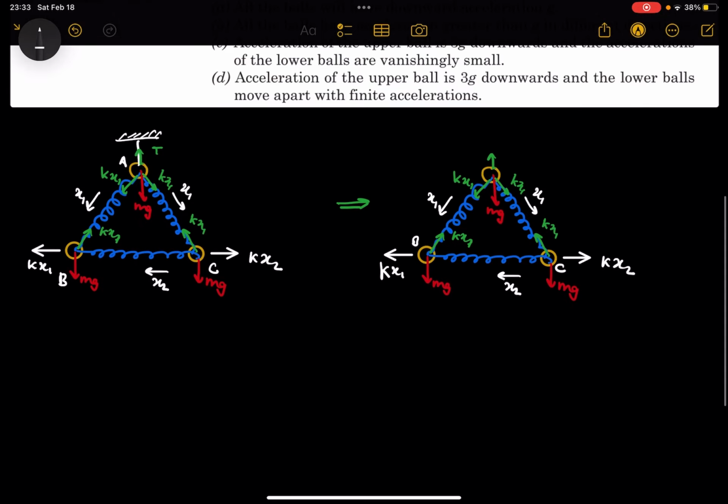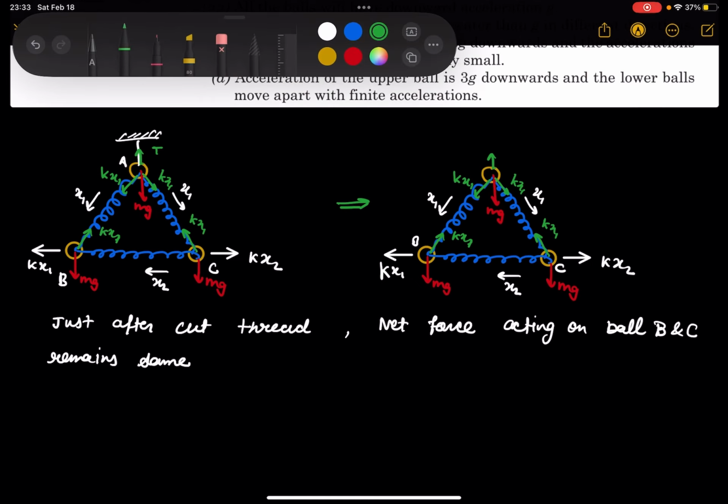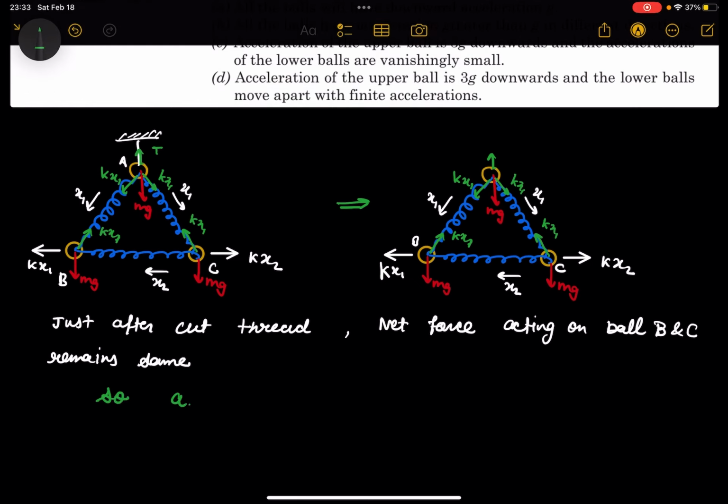Understood? So we can say that just after cutting the thread, the net force acting on balls B and C remains the same. So acceleration of B equals acceleration of C, and that is 0. Is it clear?